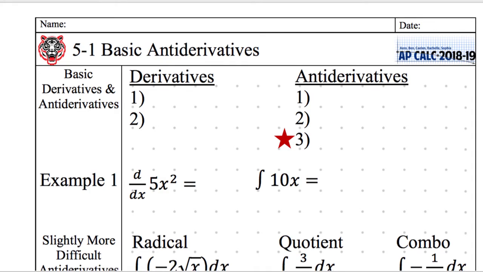Calculus! This is AP Calculus Lesson 5-1, Basic Antiderivatives. Today's date is November the 13th, 11/13.